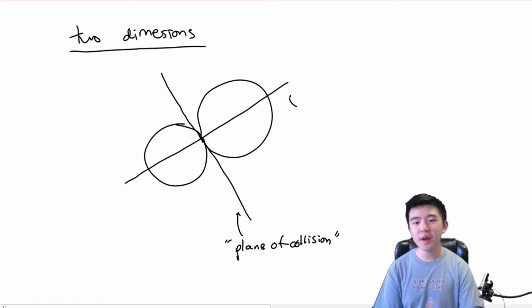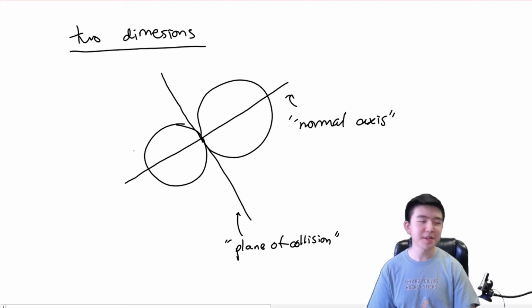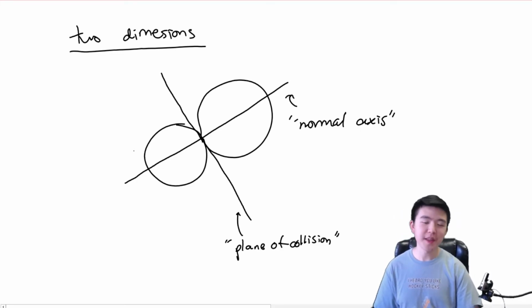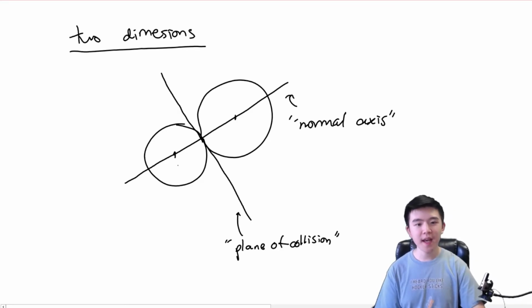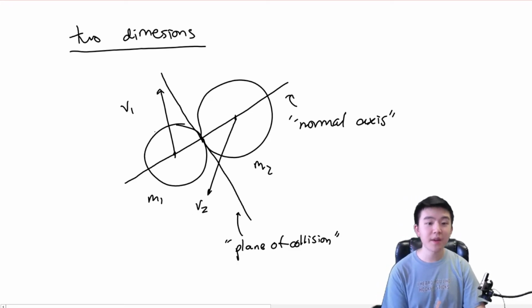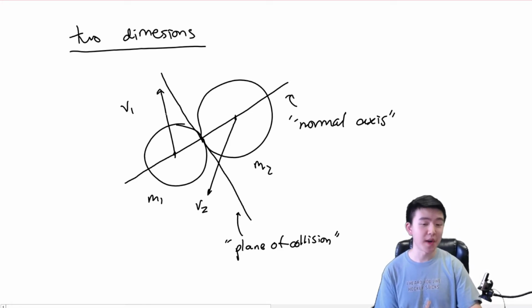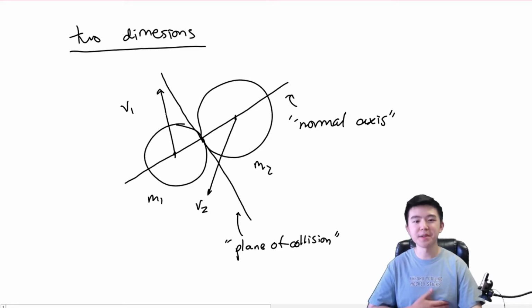And over here we're going to call this the normal axis. We call it this because normal in physics means perpendicular. It also means perpendicular in math. So this is just going to be the normal axis to the plane of collision. All right, and let's say again that our balls have mass m1 and m2, and that their initial velocities are v1 and v2. Now notice that the velocities are actually vectors now. They have both a speed and a direction instead of just being a number as in the 1-dimensional case.